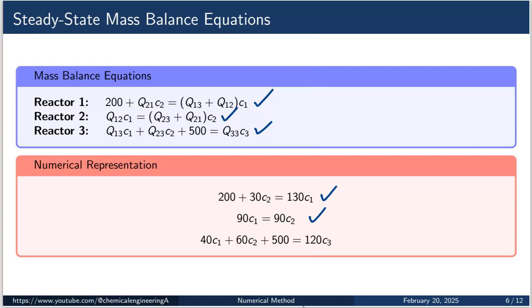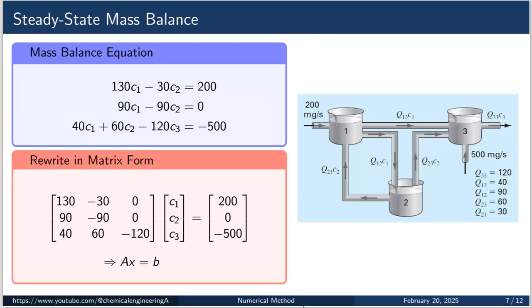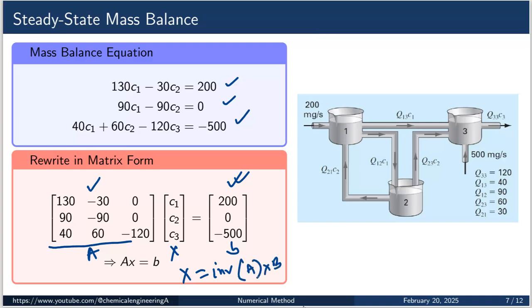Now if I write these three equations in matrix form: 130, minus 30, 0 times C1 equals 200; 90, minus 90, 0 times C2 equals 0; 0, 40, 60, minus 120 times C3 equals minus 500. This is the coefficient matrix for C1, C2 and C3, and this is the constant vector. So we can call this A, this X and this B. Now we can easily solve X is equal to inverse of A into B, or use a numerical technique like the Gauss-Seidel method.